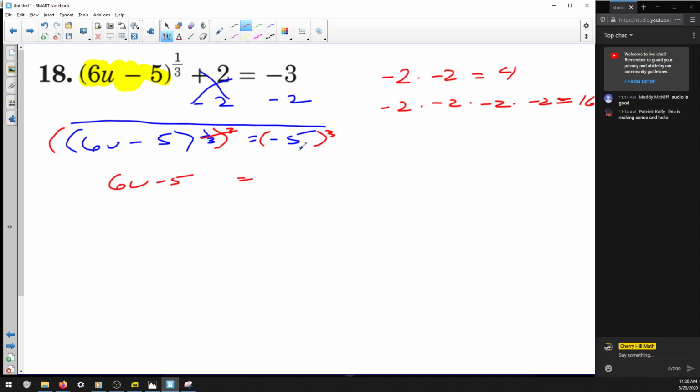And on the right-hand side, it says negative 5, negative 5, negative 5. Well, that's going to be 5 times 5 times 5, which is 125. And again, we saw that if I had a negative and a negative and a negative, these two will become a positive.